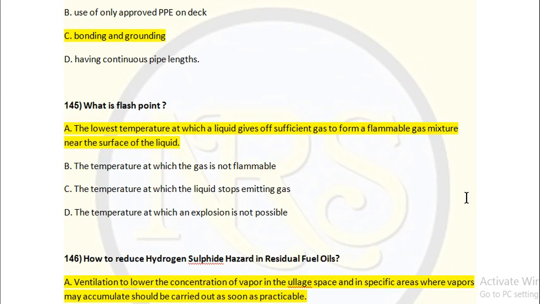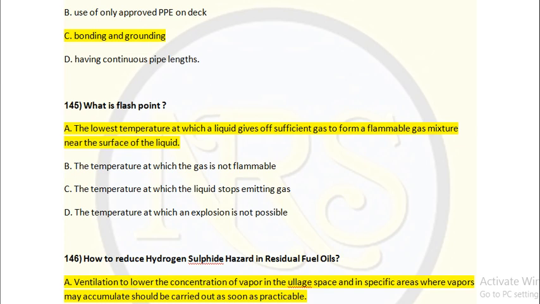Question number 145. What is flash point? They are asking for the definition. Option A, the lowest temperature at which a liquid gives off sufficient gas to form a flammable gas mixture near the surface of the liquid. Option B, the temperature at which the gas is not flammable. Option C, the temperature at which liquid stops emitting gas. Option D, the temperature at which an explosion is not possible. The correct answer is option A.